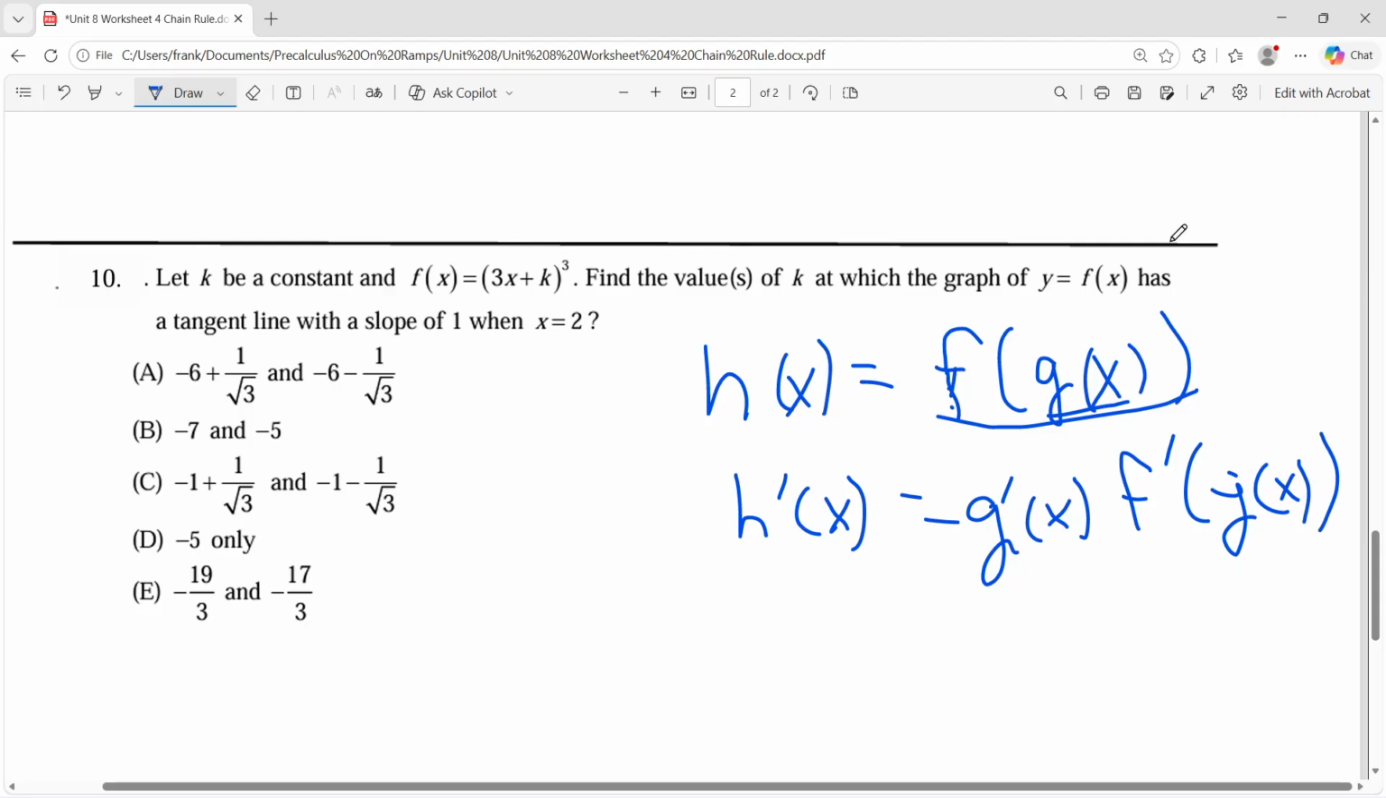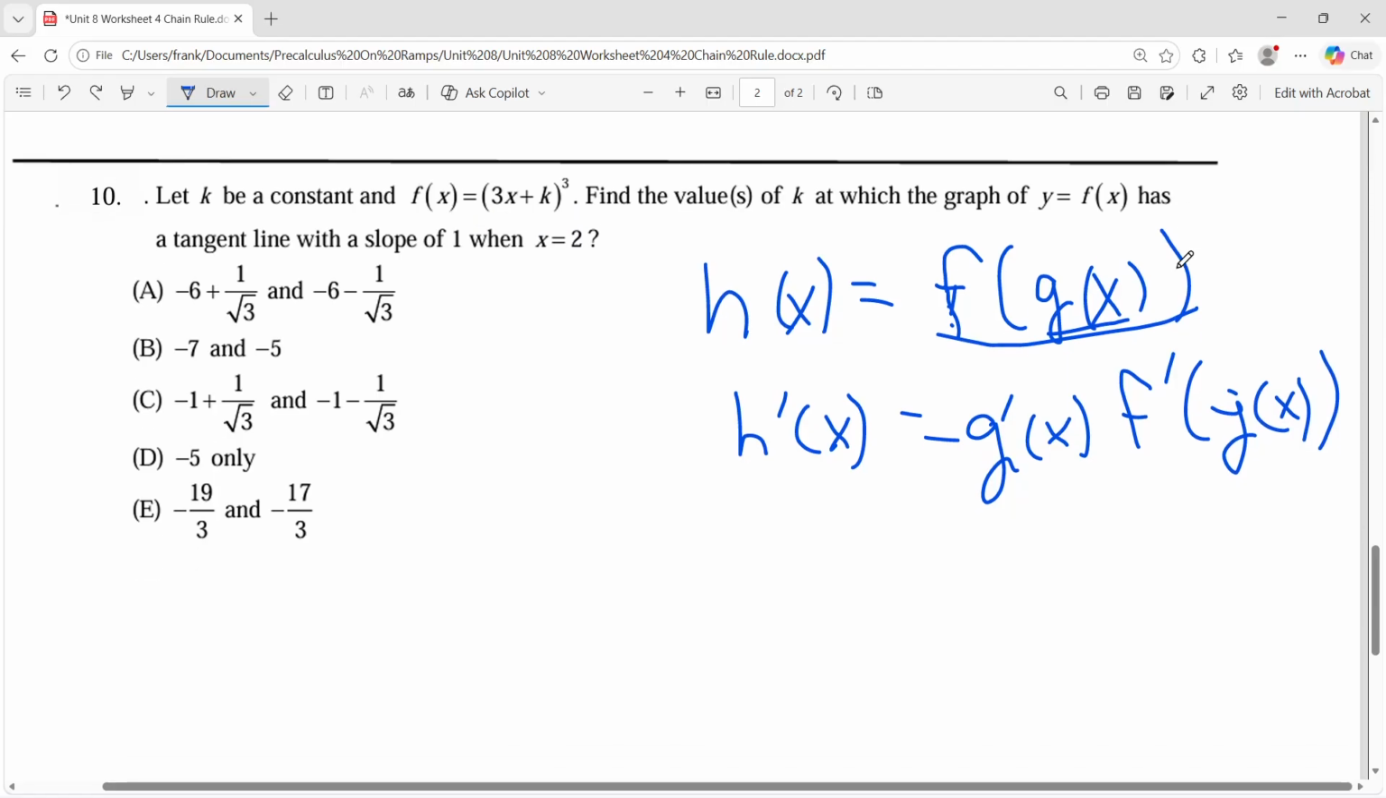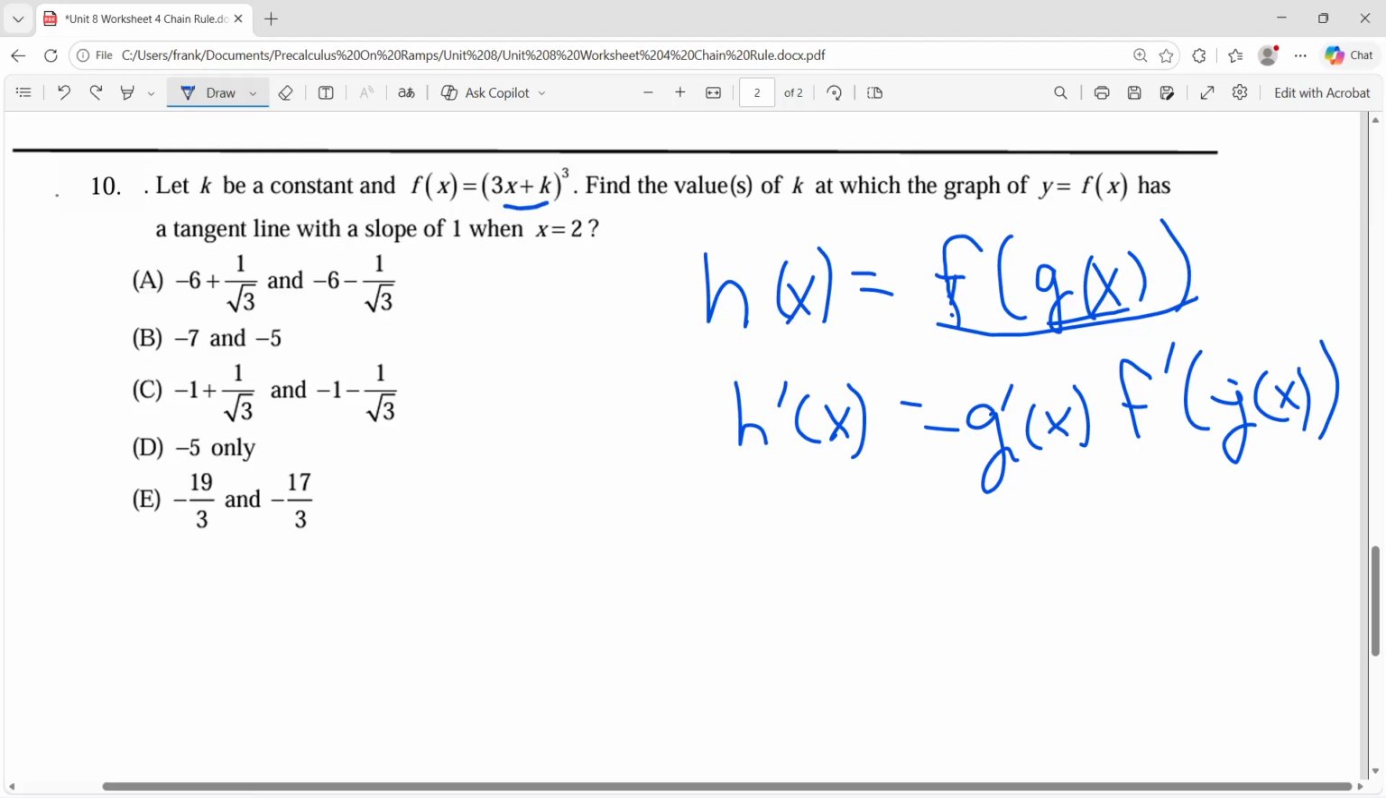So notice this is a chain rule because I've got a function inside. The derivative of that inside function is 3, and then a function of the outside, 3 times (3x plus k) to the second power. I'll show it again in a second. So I want the derivative of the inside. K is just a constant, so the derivative of a constant is 0, but the derivative of 3x is 3. This is f prime of x, by the way. Then I'm going to find f prime of 2, and I'll set it equal to 1.